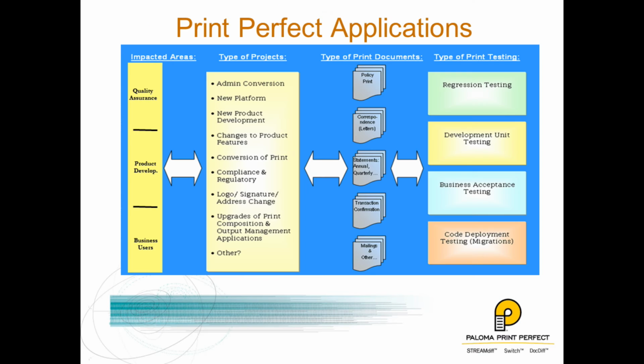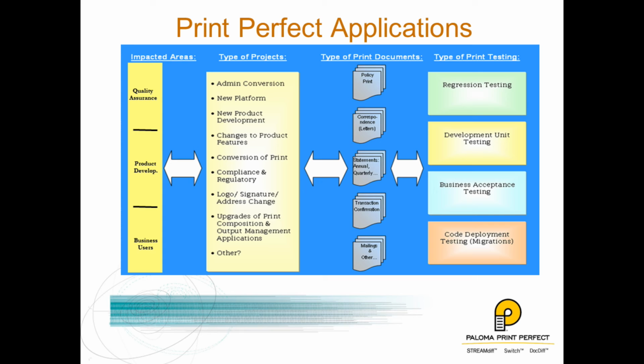The next slide will give you an idea of the different types of areas and projects that STREAMdiff and Switch can be used for. You can see in the first column, the main impacted areas are typically quality assurance, product development, and business users. The different types of projects can range from admin conversions to conversions of print to compliancy and regulatory changes. And a big one is upgrades of print composition software. Anytime you upgrade your software from one version to the next, it's nice to be able to test the previous version compared to the new version just to make sure that nothing has changed.